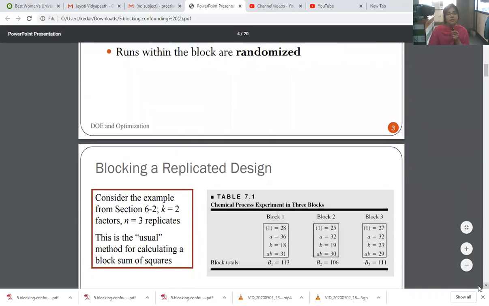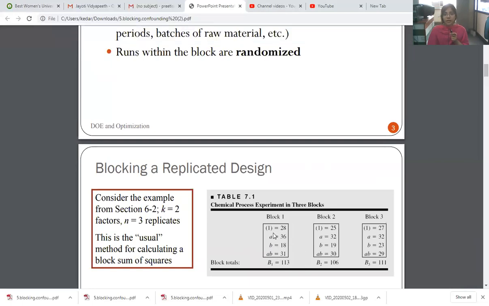For example, consider the example from section 6.2 with k equal to 2 factors and n equal to 3 replicates. This is the usual method of calculating the block sum of squares. This is the example of the chemical process experiment in 3 blocks. Block number 1: (1) is equal to 28, a is equal to 36, b is equal to 18 and ab is equal to 31. So B1 is equal to 113.